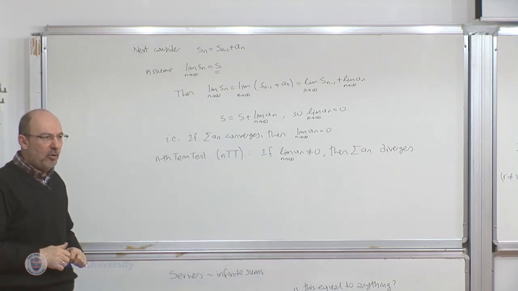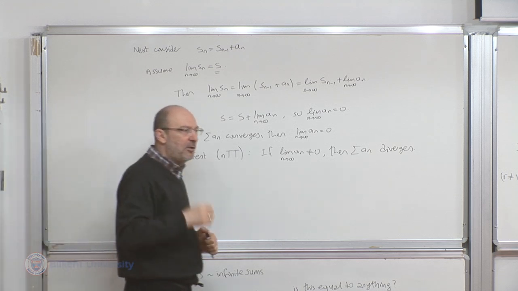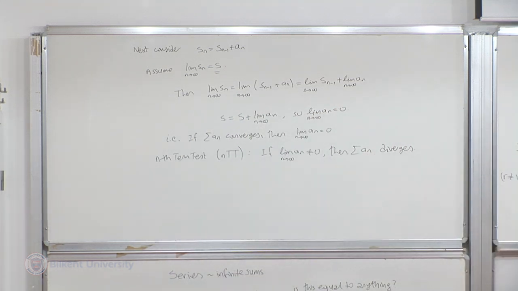Which means that if you calculate and find out that the limit of the general term goes to 0, you did not learn anything. You don't know anything about the series except that its general term goes to 0, which means that now you have to continue to work.